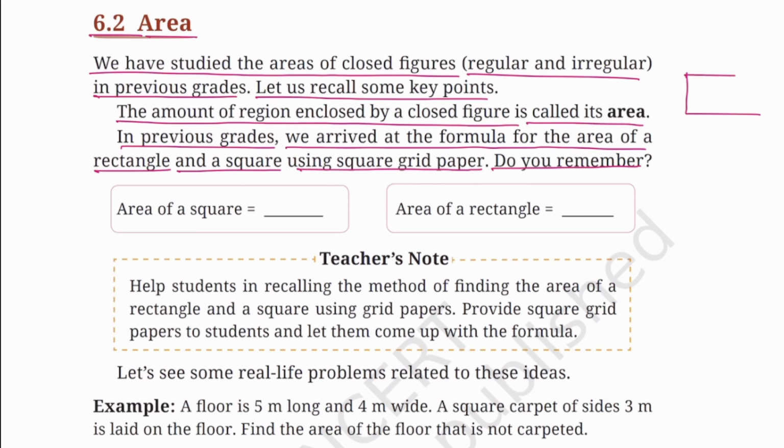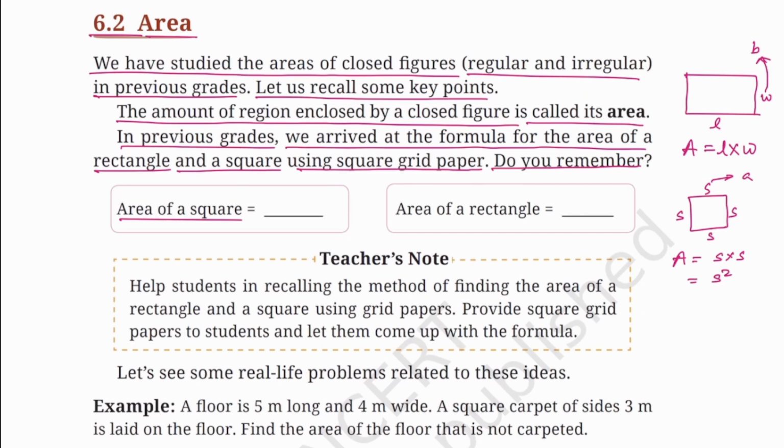If this is a rectangle with length L and width W, area will be length into width. Sometimes width is written as B. For area of a square, if this is side S, sometimes it's written as A, the area will be length into length or S into S or S square.